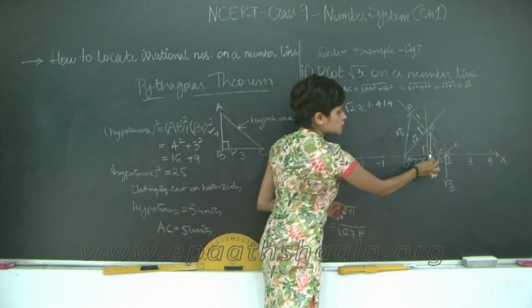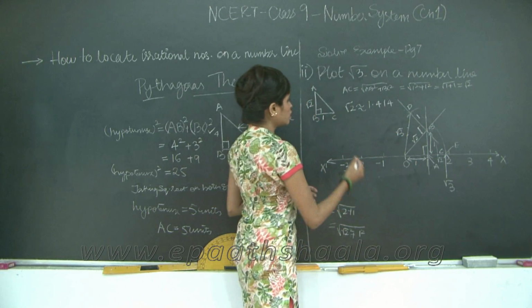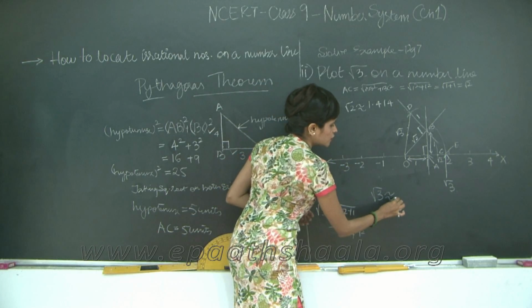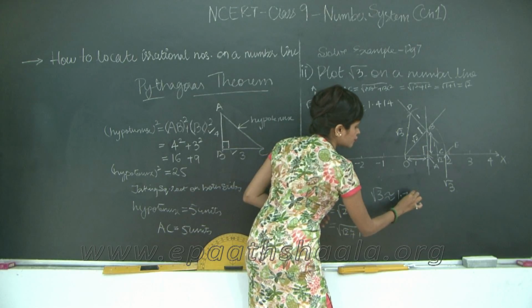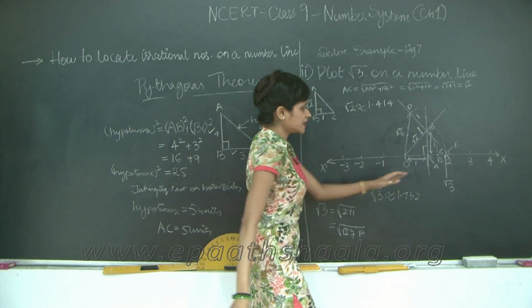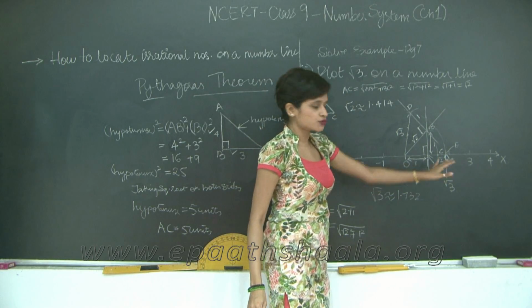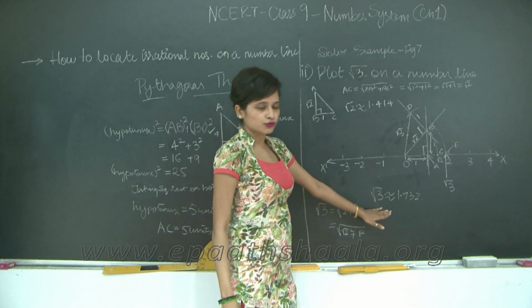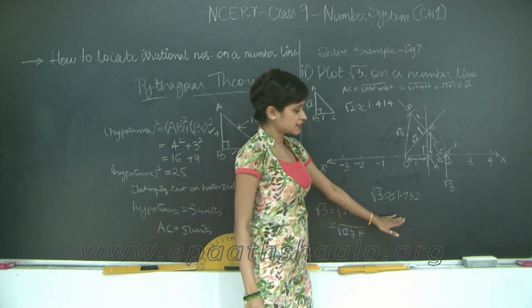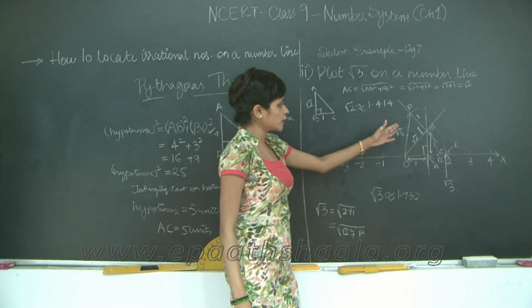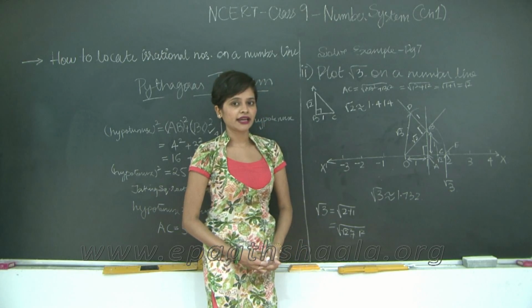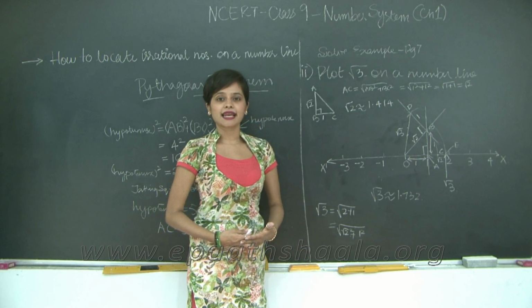Now this point is also lying between 1 and 2, and we know that root of 3 is approximately equal to 1.732. So you see that this point is also lying between 1 and 2, and the approximate value of root 3 lies between 1 and 2, that is 1.732. So with this we have learned how to plot or locate irrational numbers on the number line. We will take a look at the exercise in the next class.